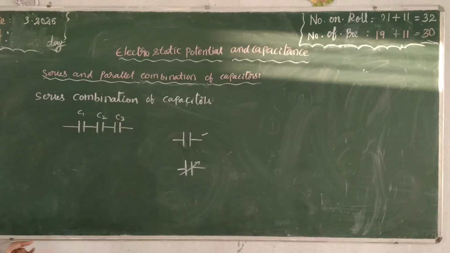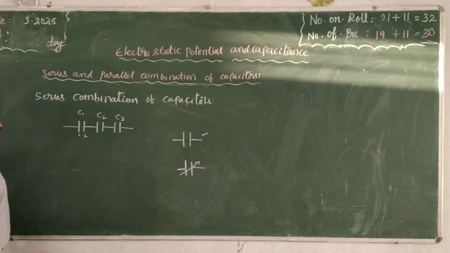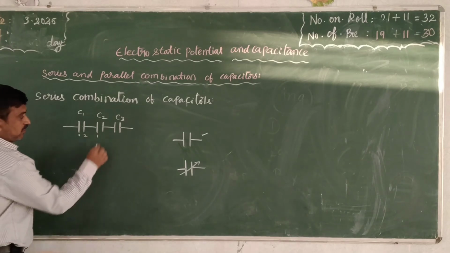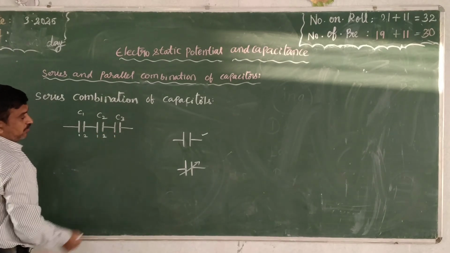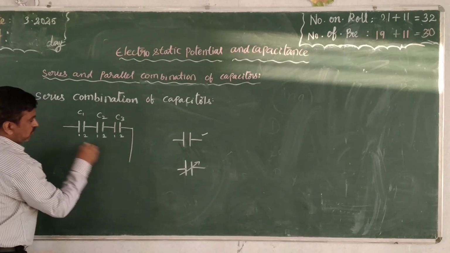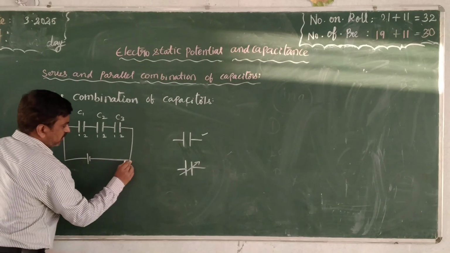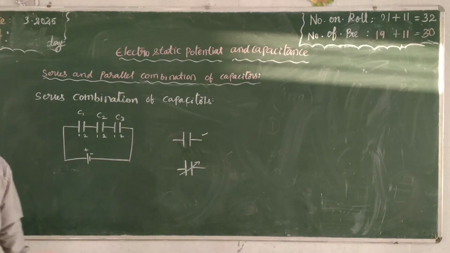How to connect? End to end connection. For example, it has a first terminal and a second terminal. The second terminal is connected to the first terminal of the second capacitor. The second terminal of the second capacitor is connected to the first terminal of the third capacitor. The last terminal is connected to the negative terminal of the cell. This combination we call series combination, or end to end connection.